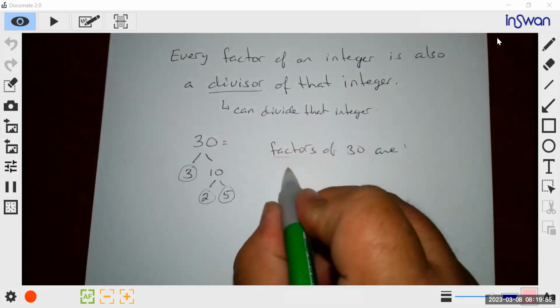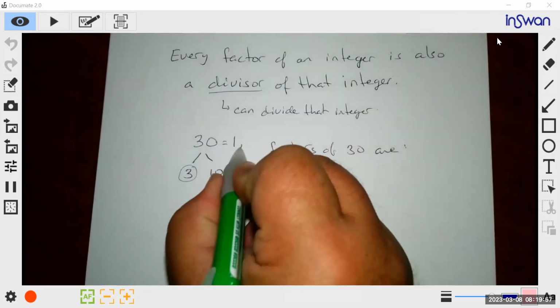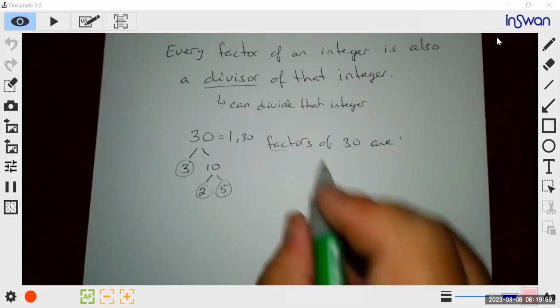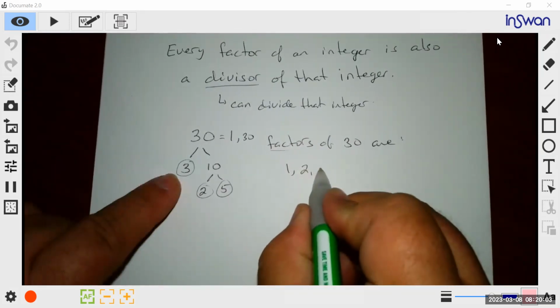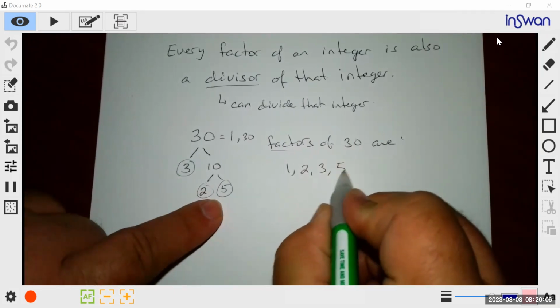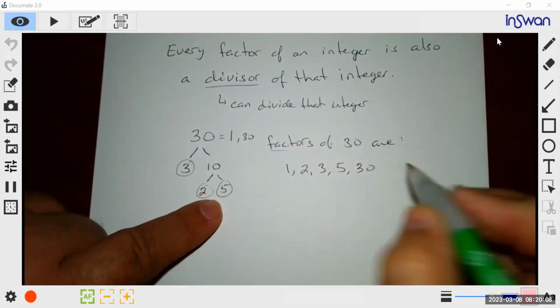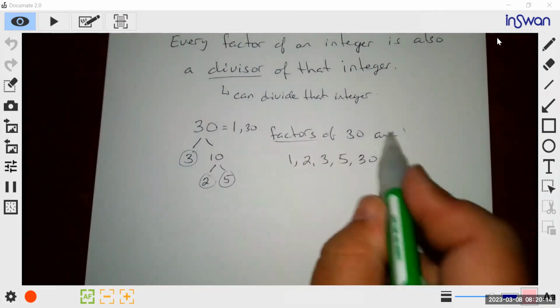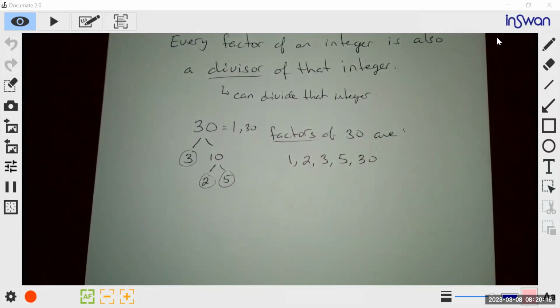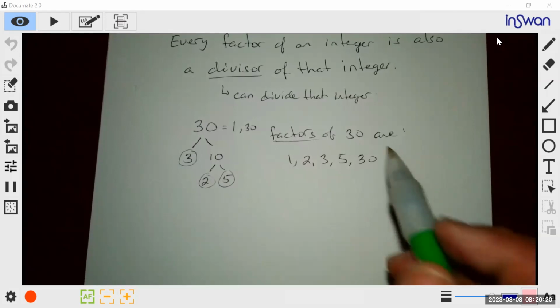Every number always has 1 and itself. But besides 1, we have 2, 3, 5, and 30. So these are all the factors of 30. They're not prime factors, they're just factors of them.